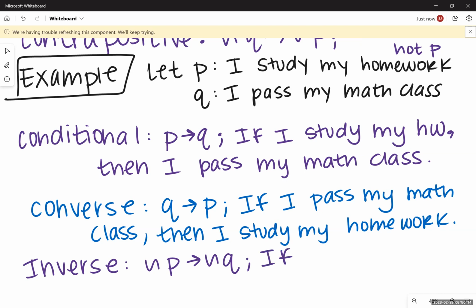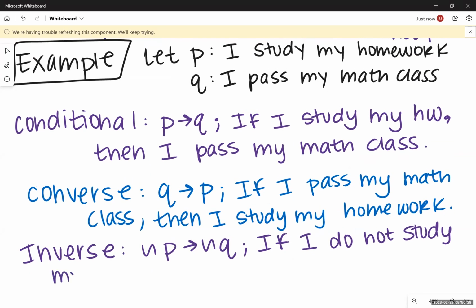So we always start with if, because these are conditional variations, right? If I, it's not P. So if I do not study my homework, comma, then, because these are all conditionals. It starts with if, after you do the antecedent, you then do your comma, and then it's followed by the word then, and then the consequent. That's where those words come from.